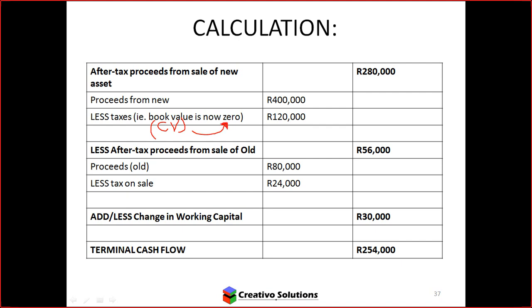Well, I need to take the cost minus the accumulated depreciation. Correct. But if it's at the end of the useful life, will it have a value? No, it won't. So the tax will be on the full amount. 120,000 is 30% of 400,000. That's the tax on the sale. Then the 400 minus the 120 gives me the 280. That's the after-tax proceeds from the sale of the new.